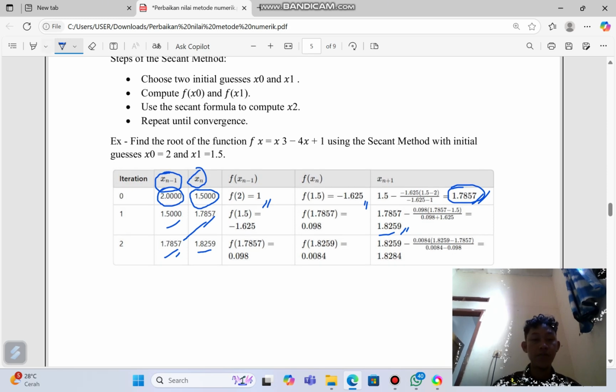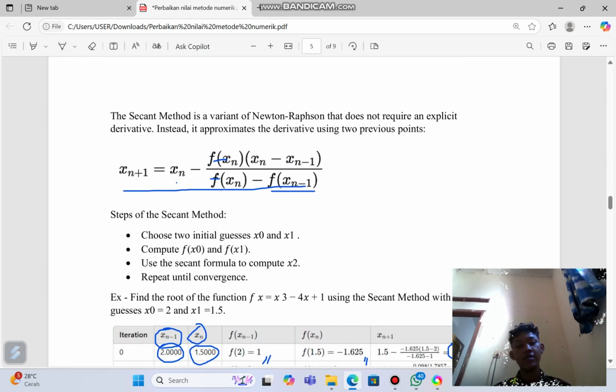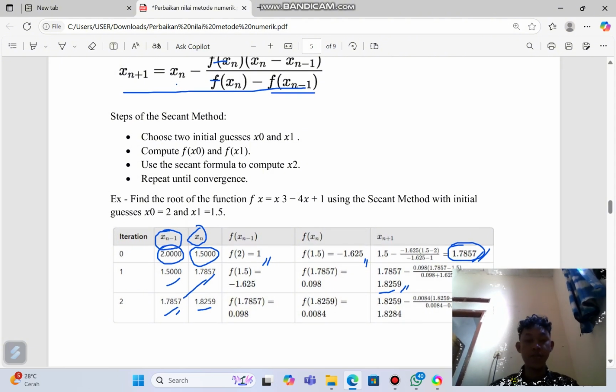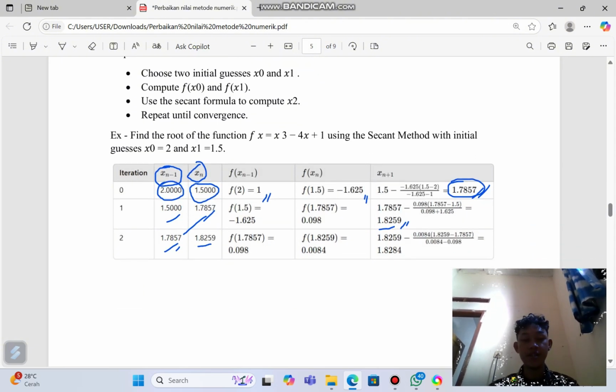Okay, maybe just that I can explain about Newton-Raphson and the secant method. Sorry if I still have a lot of mistakes in my explanation.